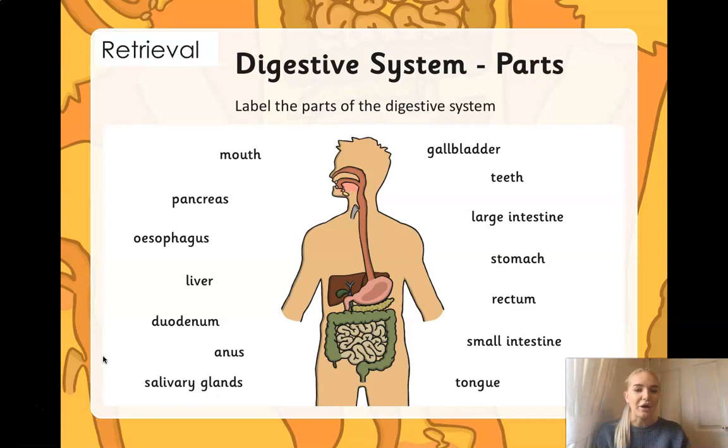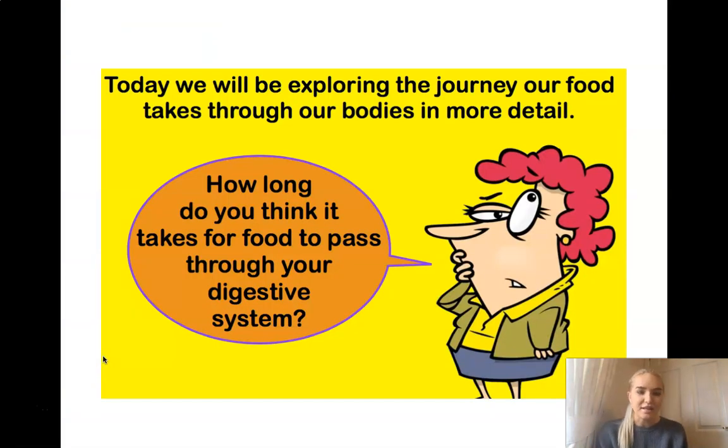Fantastic, well done, guys. Okay, now we're going to explore in a bit more detail the journey our food takes through our bodies. Now, to start with, I want you to just think, how long do you think it takes for food to pass through your digestive system, through all of those organs that we learned about last week? How long do you think that process takes? Pause the video and have a think. Okay, well, it actually takes between 24 and 36 hours for food to pass through our digestive system. And we're going to look at the different stages of this today in a bit more detail.